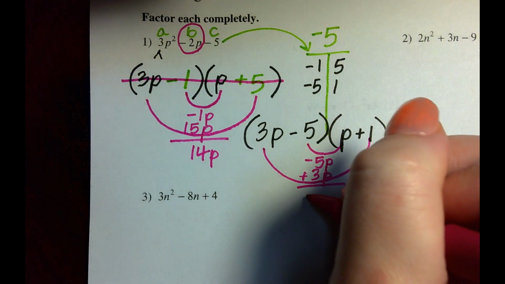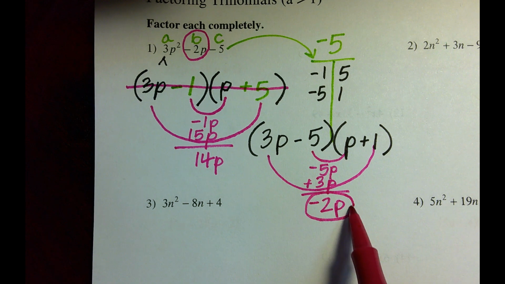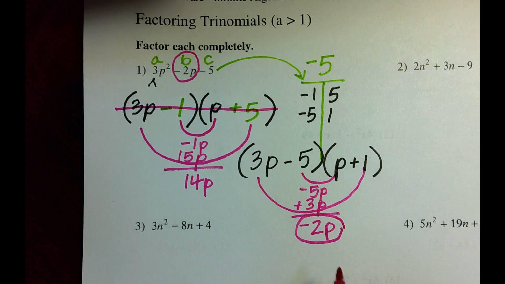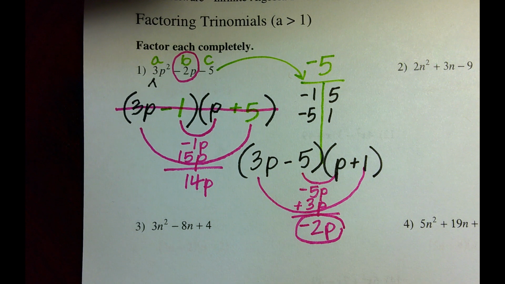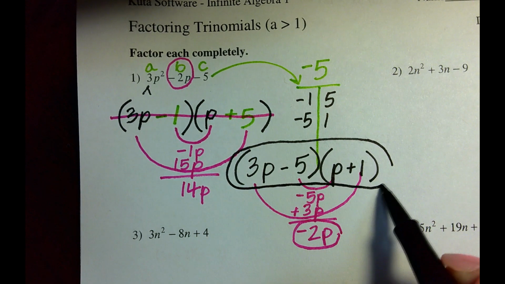You get -2p. What does -2p tell us? It's the right answer, because when we use the rainbow method, our middle term matches -2p. That means this is our answer. This is our factored form.